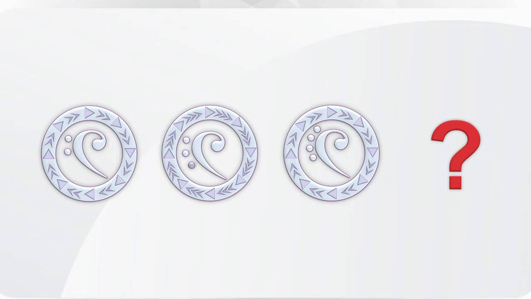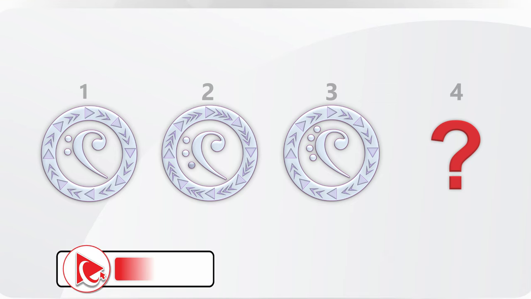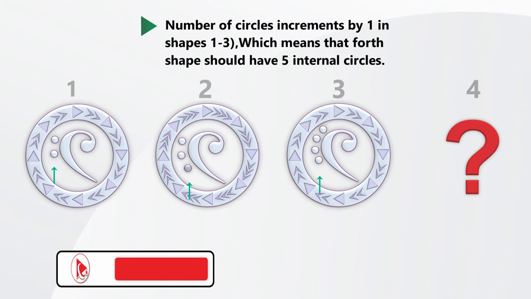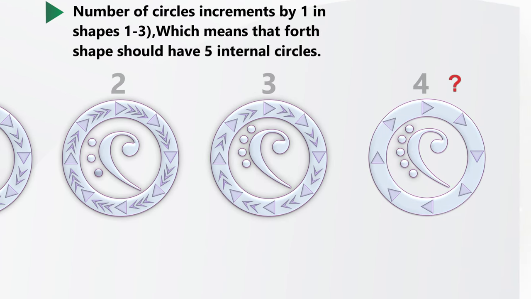Let's name our items in the original pattern as item 1, item 2, item 3, and then the missing item we will name item 4. This will help us to define the pattern. The number of circles increments by 1 in items 1 through 3. For example, item 1 has 2 circles. Item 2 has 3 circles, 1, 2, and 3. And then item 3 has 4 circles, which means that item 4 should have 5 circles.